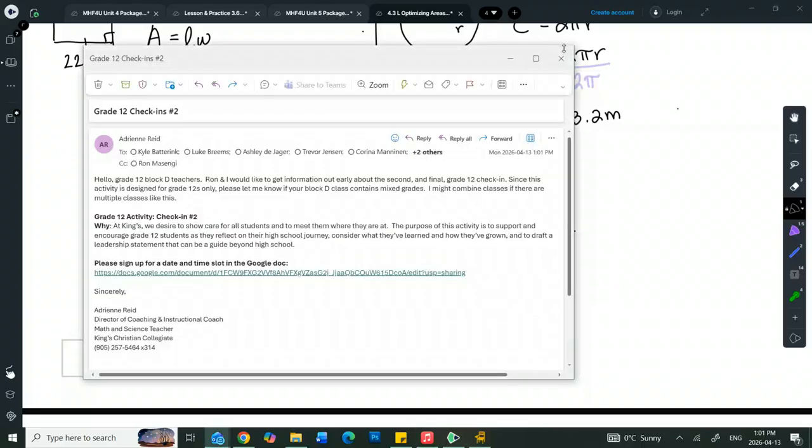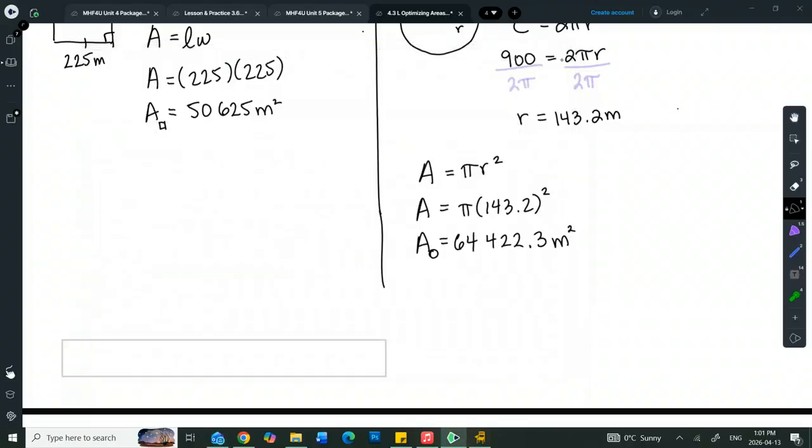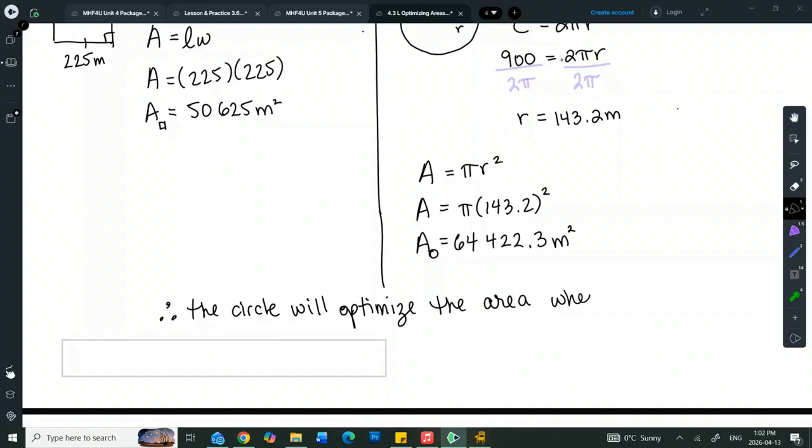No. When we say optimizing area, we want the maximum area. Great. So the circle will optimize the area when the radius is 143.2 meters.